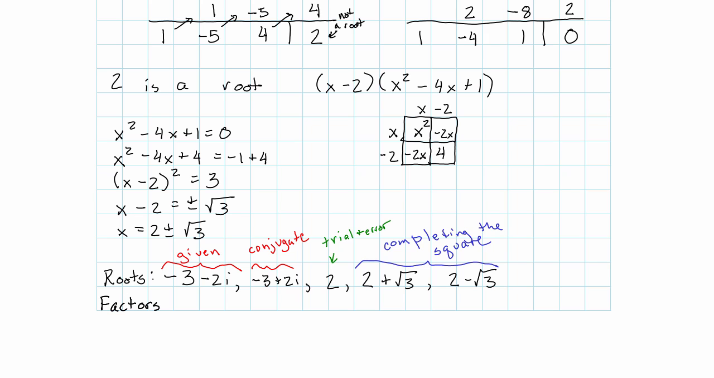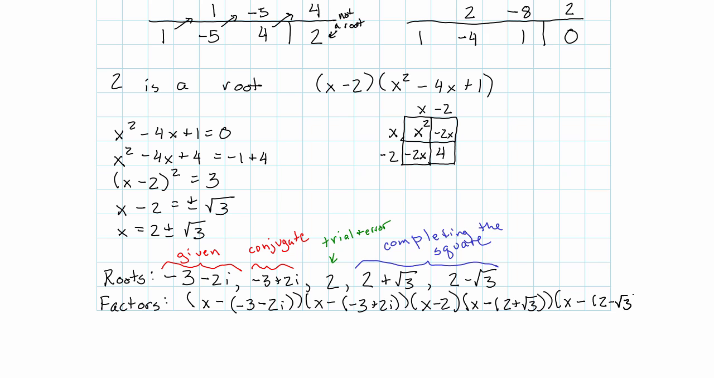Our factors, because remember we wanted both the roots and the factors. We have x minus negative 3 minus 2i, x minus negative 3 plus 2i, x minus 2, x minus 2 plus root 3, and x minus 2 minus root 3. And we have now factored this polynomial fully. We notice it had degree 5, and we successfully found 5 roots, 5 factors, just as predicted by the fundamental theorem of algebra.